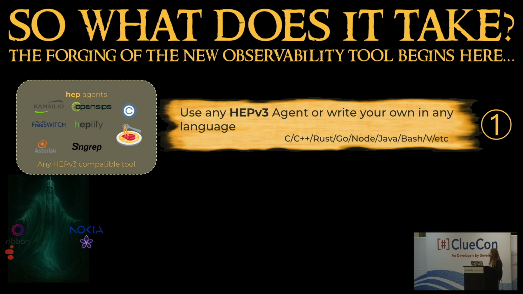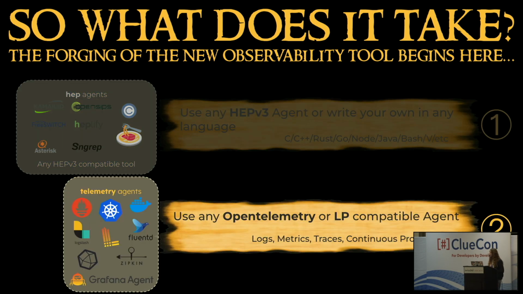HEP is an open source protocol, so anyone can develop a HEP agent and use it to ingest HEP packets, even commercial vendors. Besides HEP, you can also ingest telemetry data, meaning any logs, metrics, traces, or profiling from your applications and network can be ingested towards Qryn and correlated back to the HEP packets. Any agents that are OTel compatible or line protocol compatible are supported. To name a few, Promtail, FluentD, OpenTelemetry, and Grafana agents are a few examples.